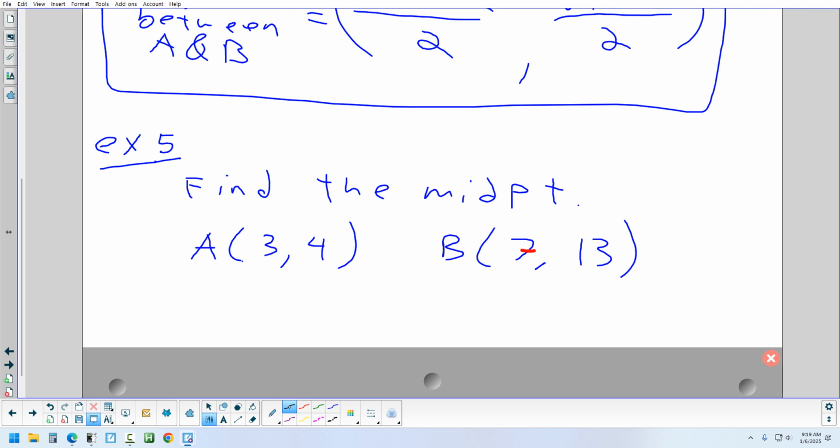All right. So what do you think I'm going to do first here? Just like I did when I did the distance formula. It's the same first step. Yep. Label your x's and y's. Again, just so you don't confuse yourself, label all the x's and y's.